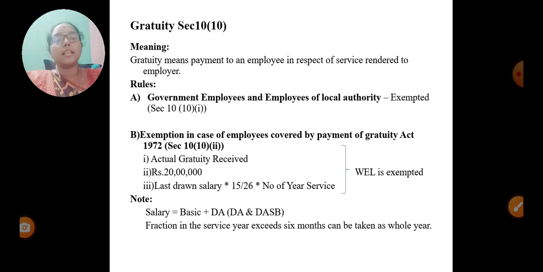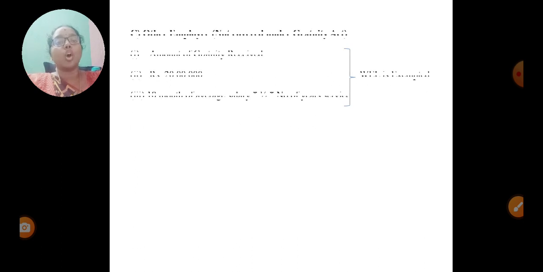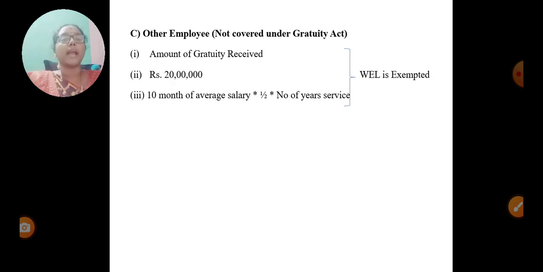The third category is if the employee is not covered by the Payment of Gratuity Act. In this case, the least of these three things can be exempted. The first is the amount of gratuity received, the second is rupees 20 lakhs, and the third is 10 months average salary into half into number of years of service. Whichever is less is exempted.